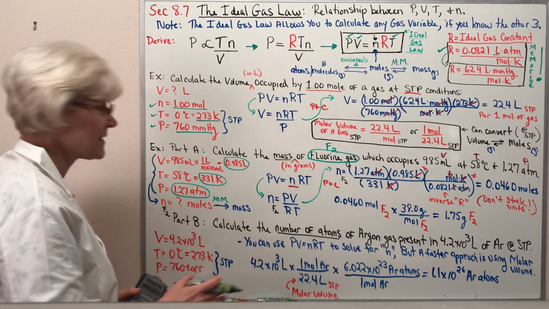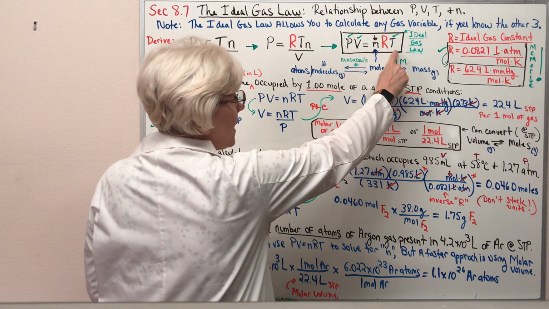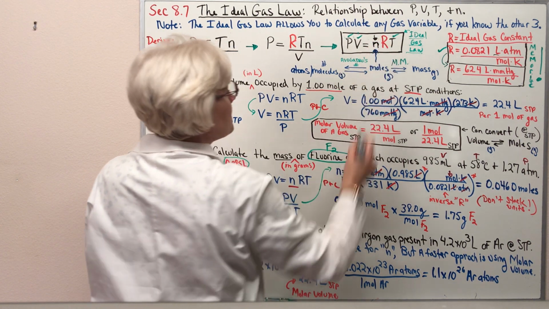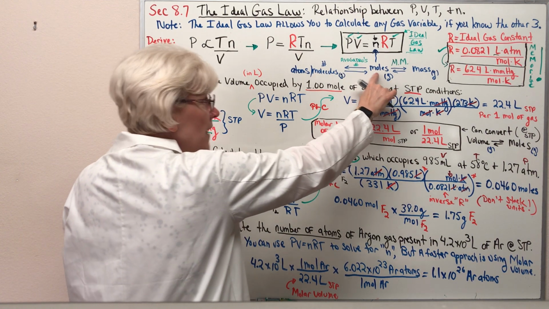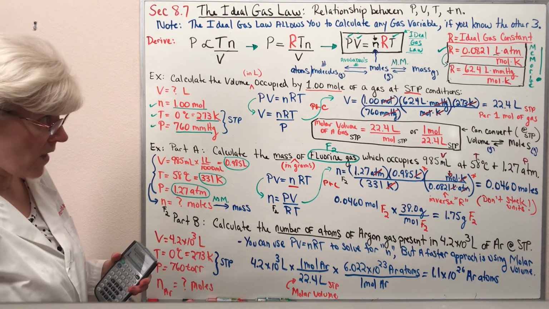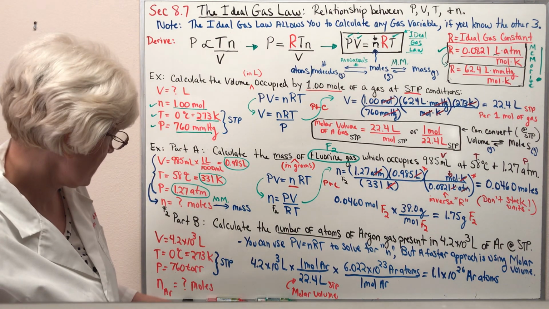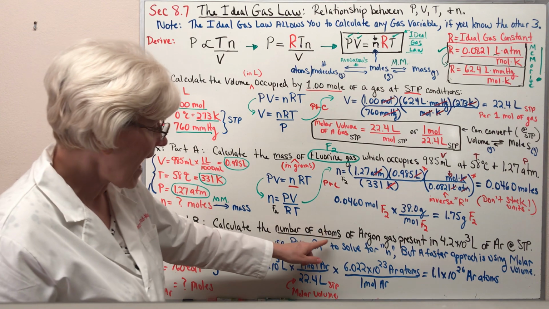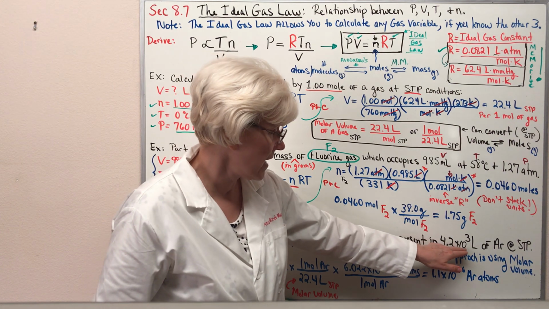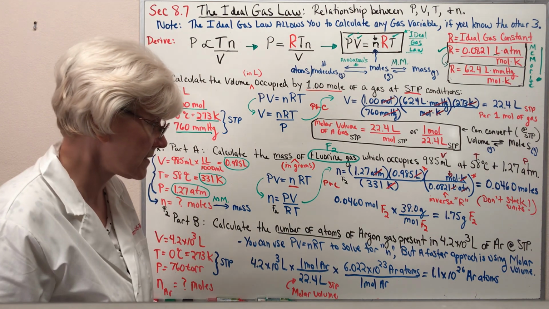Our last example involving mole conversions is using the ideal gas law to solve for moles, and then use Avogadro's number to solve for atoms or molecules. So look at this second example involving mole conversions. Calculate the number of atoms of argon gas present in 4.2 times 10 to the third liters of argon at STP conditions.